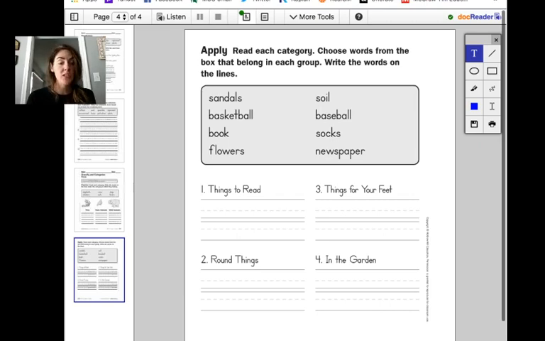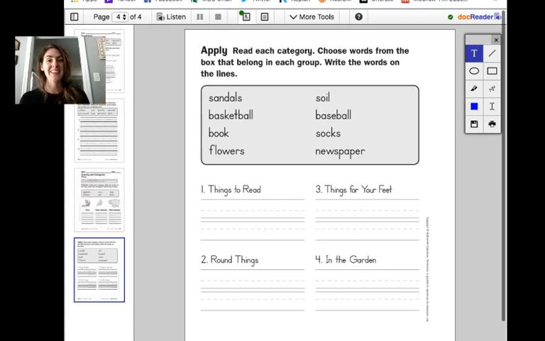Okay? Don't forget to check on Mrs. Cheslock's class. Don't forget to check your Google Classroom, which we're going to start up doing soon. Mrs. Sherbell's class, you can double check with Miss Sherbell about that. But Mrs. Cheslock's class, you're going to check your Google Classroom for an assignment to do with classifying and categorizing.